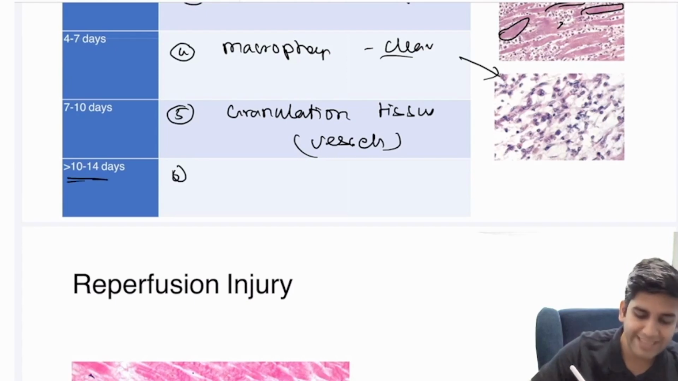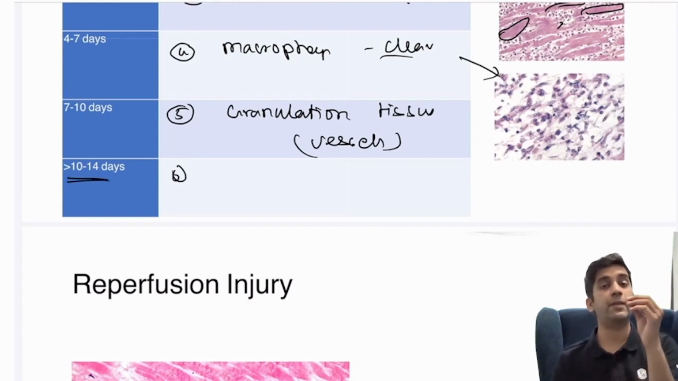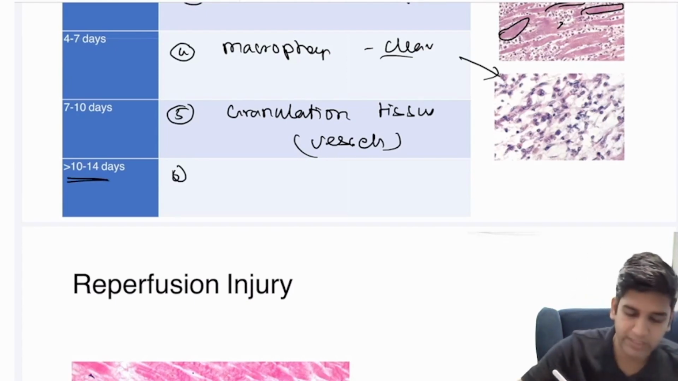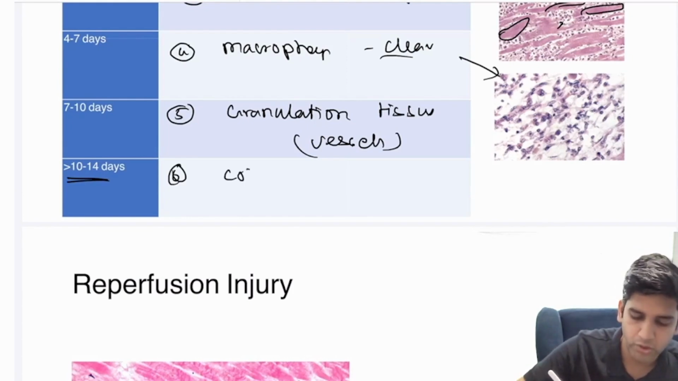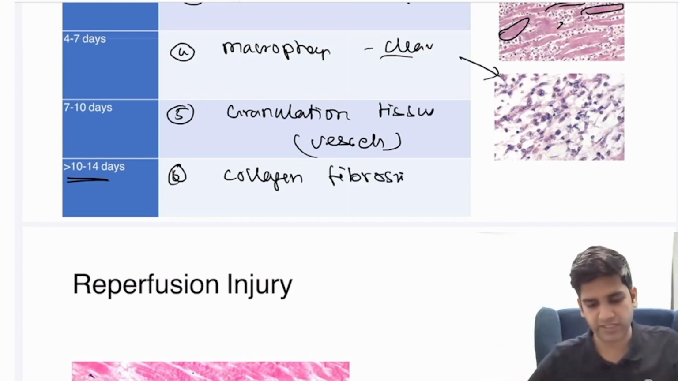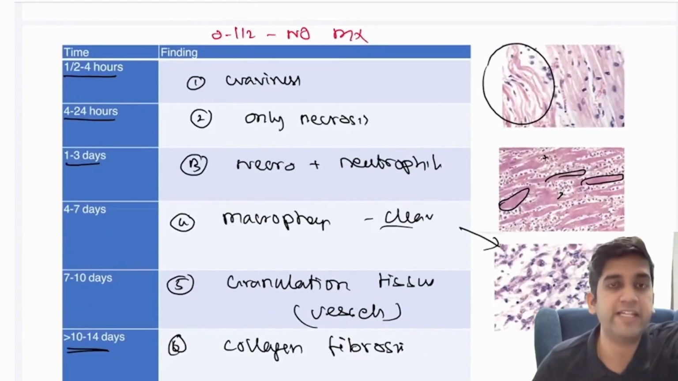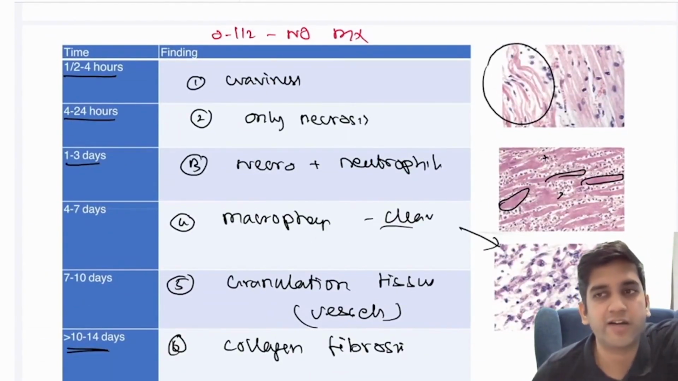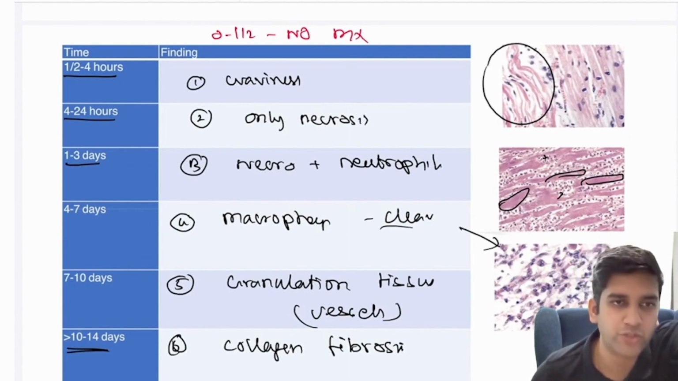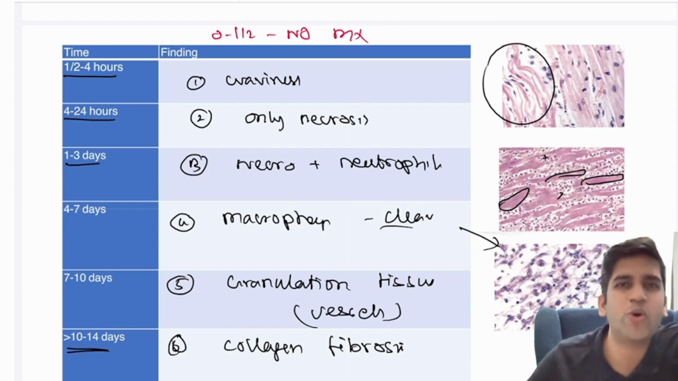Last but not least, anything beyond 10 to 14 days, even if it may be a year, 2 years, 3 years, you'll see only one thing, which is collagen fibrosis, right? That's what you'll see as the terminal event. So these have been repeatedly asked postmortem findings in MI. I don't know, they have an affinity for asking about Aschoff bodies also. I have not included Aschoff bodies here because I am 100% sure that you know Aschoff bodies, right?